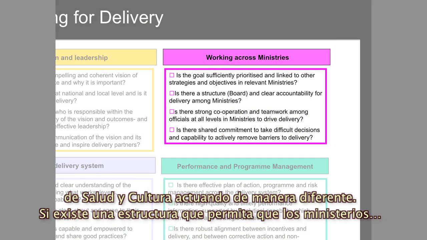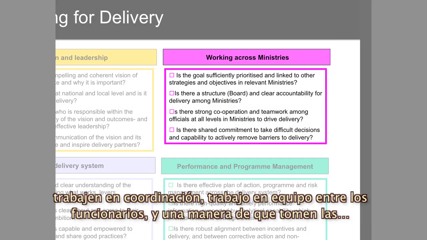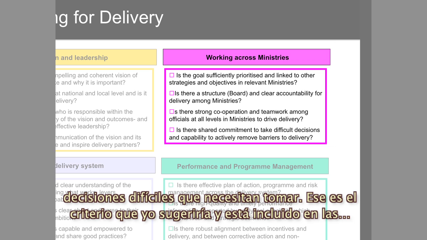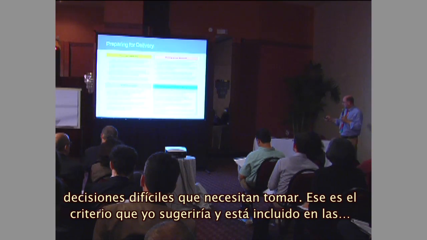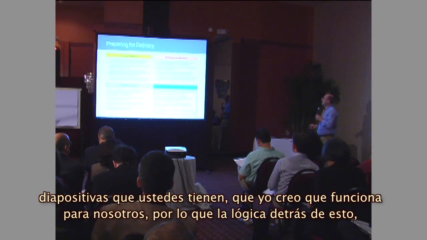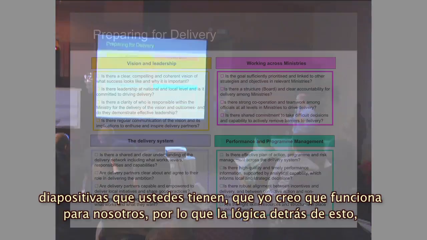Is there a structure to enable the government departments to work together, to work across ministries? Is there cooperation and teamwork across officials? And is there a way in which they can actually take the difficult decisions that they need to take? That's the criteria I would be suggesting. And again, they're listed in the slides that you've got, that I'm suggesting works for us.